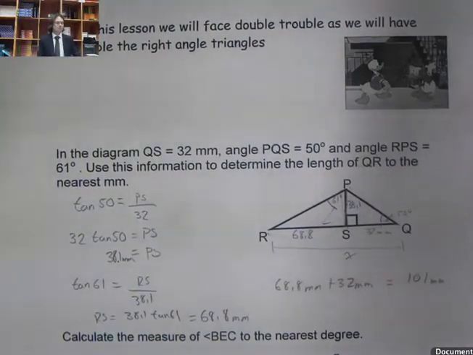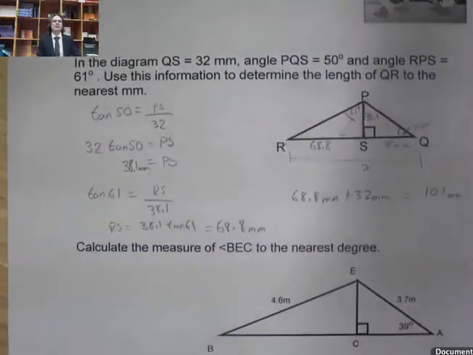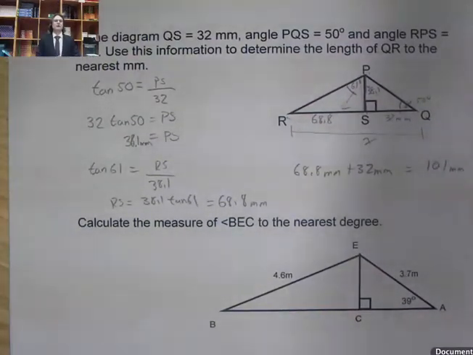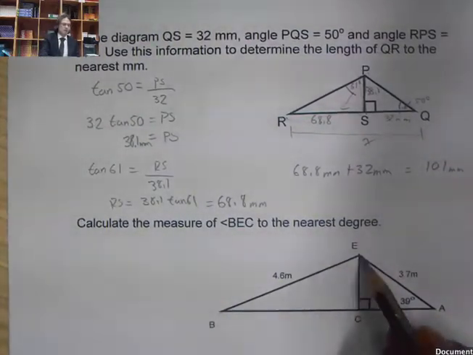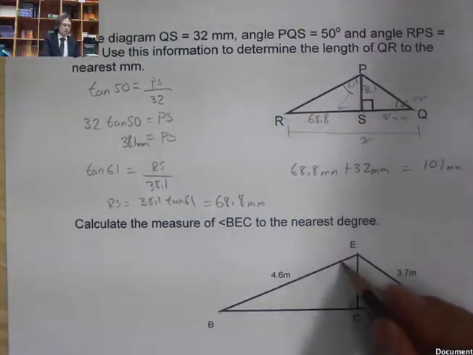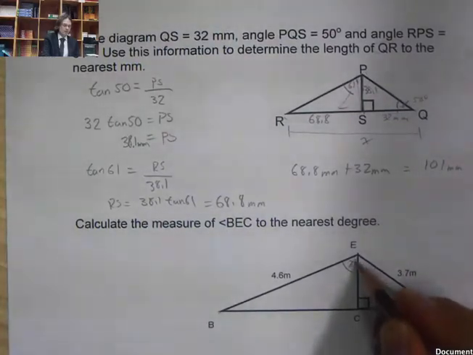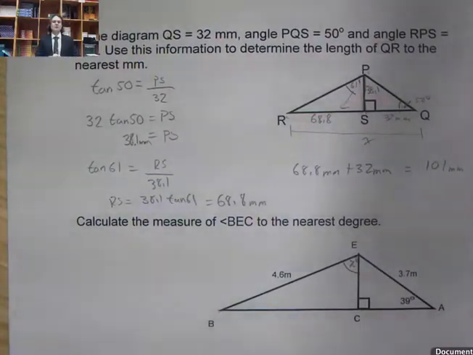Okay? Now let's take a look at my next triangle. It says, calculate the measure of angle BEC to the nearest degree. So we want BEC. We're trying to figure out this angle here to the nearest degree.